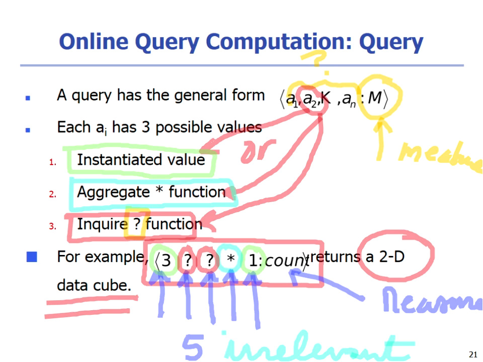So here I've instantiated A in green. 3 is an instantiated value. That means a fixed value. That means the first dimension must be equal to 3. So the result will be with the first dimension equal to 3, with the fifth dimension equal to 1. Is it clear now?